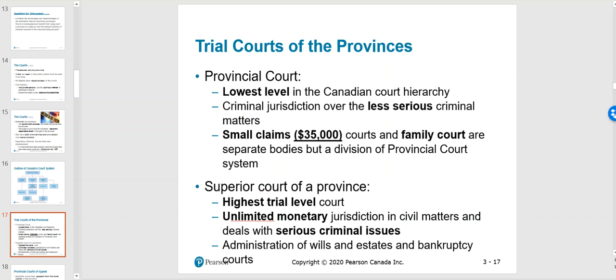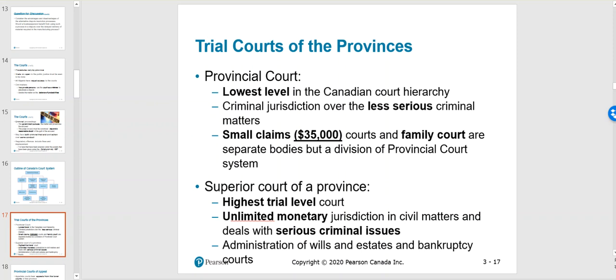And then we have the superior court of a province. In BC this court is known as BC Supreme Court. Please do not confuse this with the Supreme Court of Canada. They are different courts. So the Superior Court of BC, the BC Supreme Court, is the highest trial court. So all trials will be either in the provincial court for matters that I just mentioned to you, less serious criminal, up to 35,000 or even family issues, or trials will be in the superior court. So they are the highest trial level.